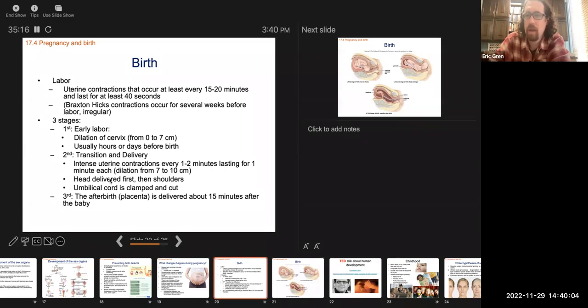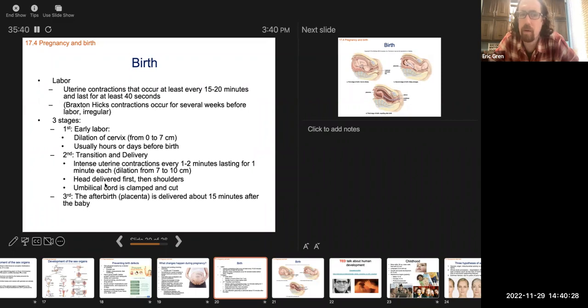Really important that the baby is oriented with the head down toward the cervix. We want the head to be the first thing to come out, followed by the shoulders. After the baby emerges, then we clamp off and cut the umbilical cord. And that marks the end of the second stage of labor.